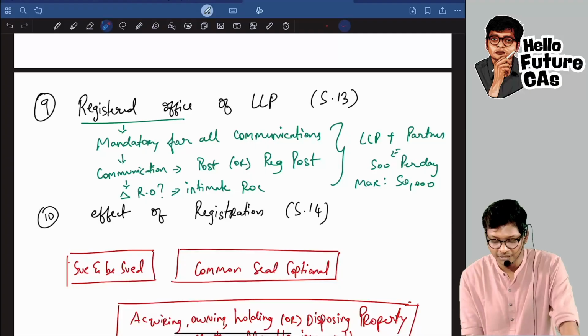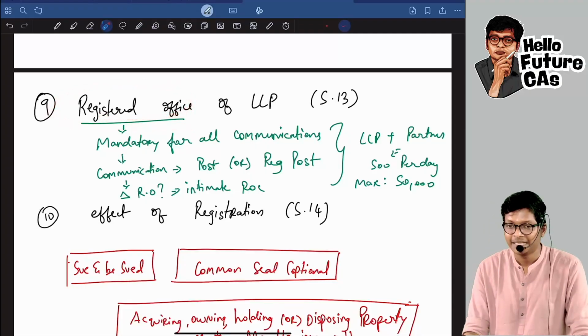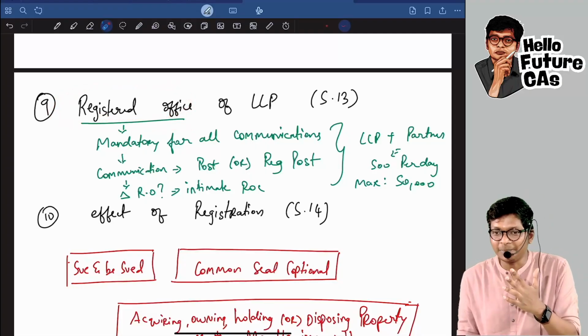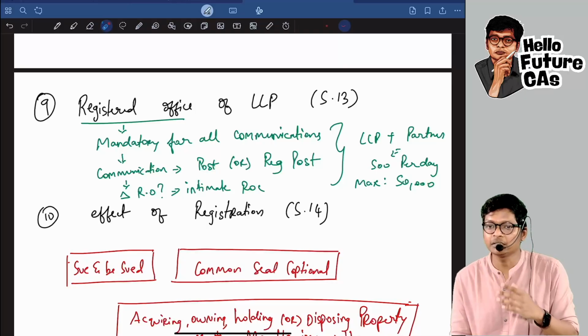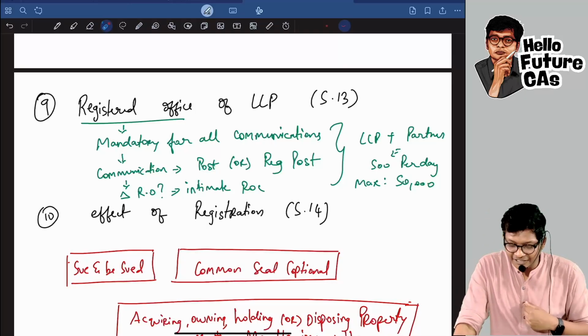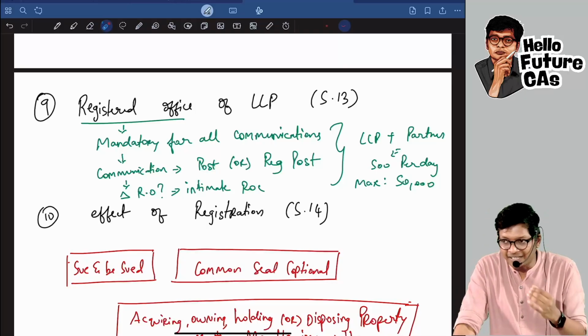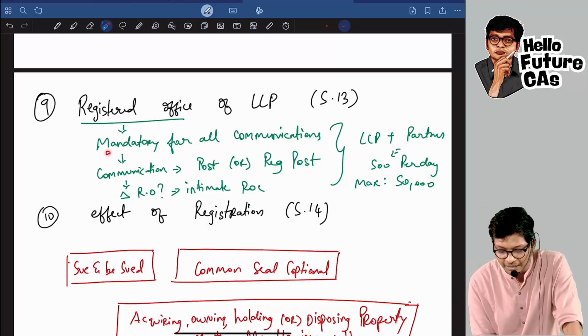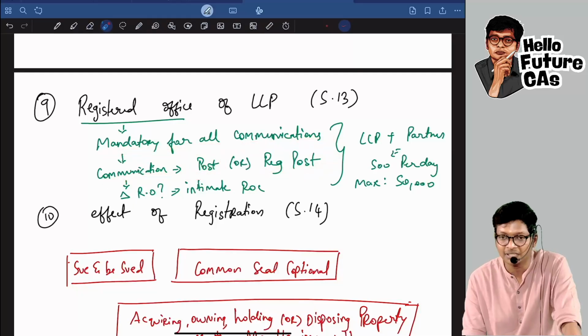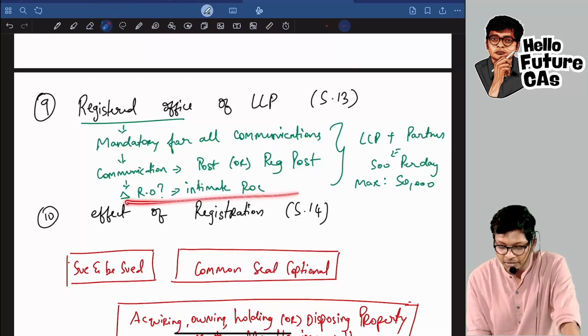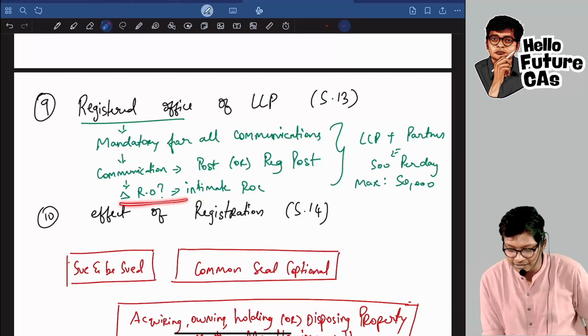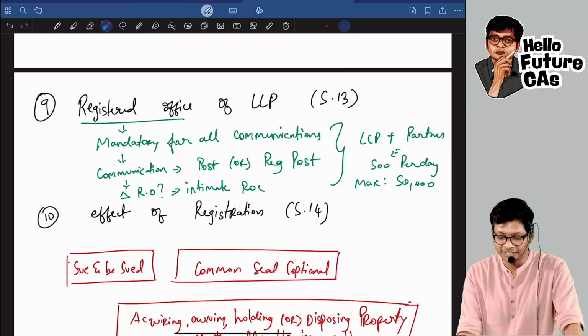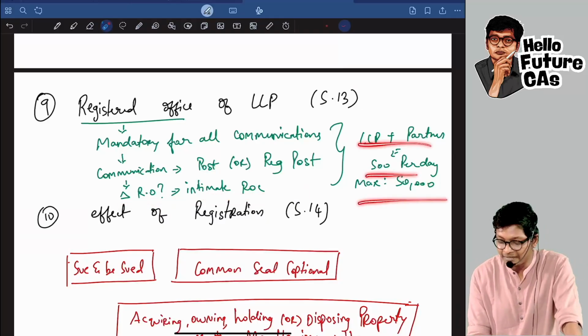Next, concept number 9. Registered office of LLP. Just like how company has registered office, correct? For all the communications, LLP also should have a registered office. Look at this. Mandatory for all communications. What communication? Post or registered post, you will intimate them. If there is a change in registered office also, you will intimate ROC. That's it. If you don't intimate, penalty.